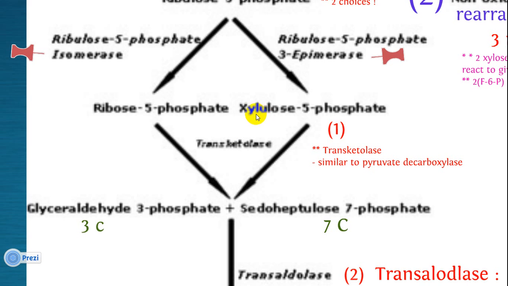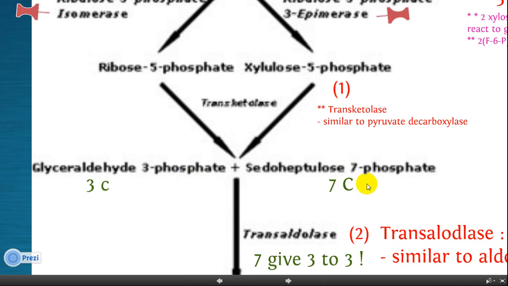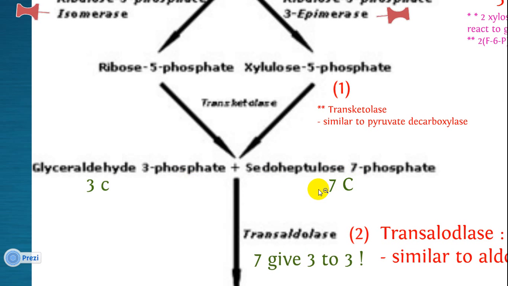It will take 2 carbons from xylose and move them to ribose to produce glyceraldehyde 3-phosphate and another sugar called sedoheptulose 7-phosphate. Okay, so what happened in the first reaction? An enzyme called transketolase took 2 carbons from xylose and gave them to ribose. So this 5 will be 7, it will be sedoheptulose, and this 5 will be 3, it will be glyceraldehyde 3-phosphate. Here we are done with the first reaction.